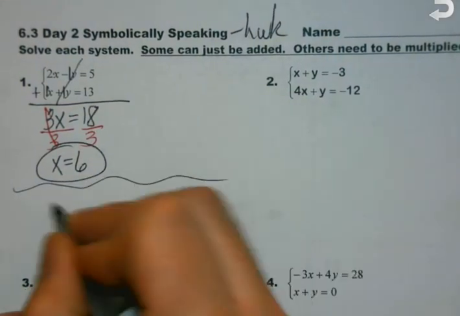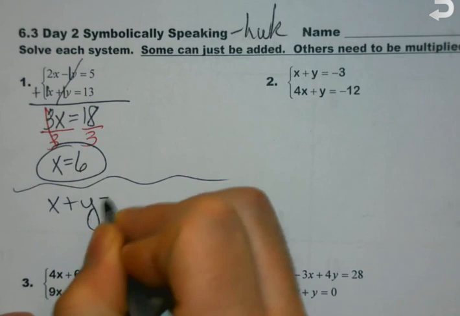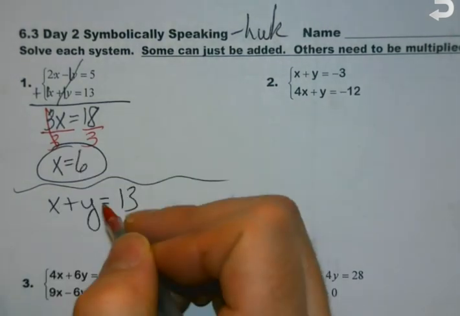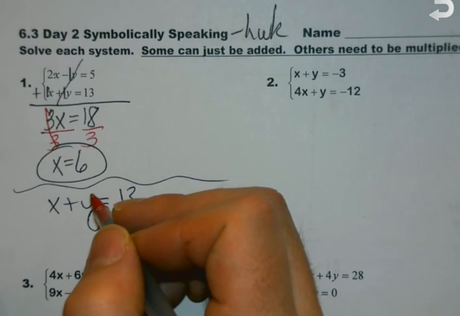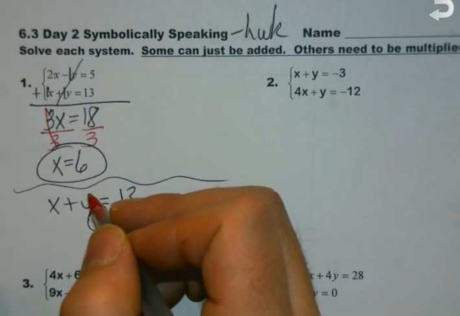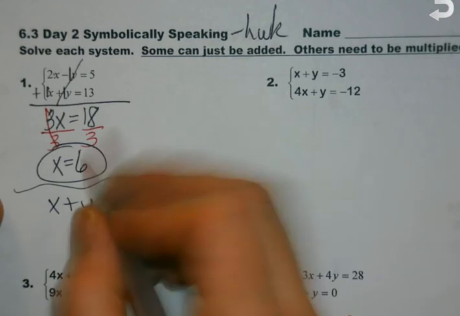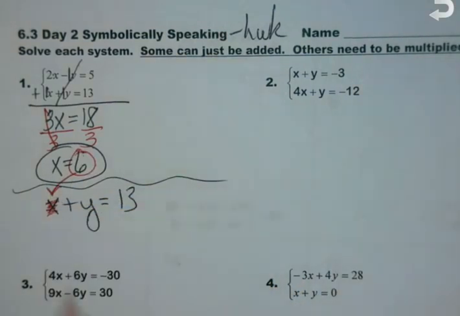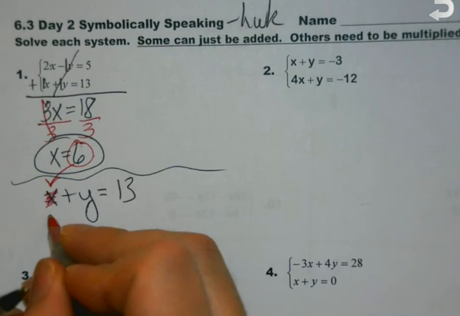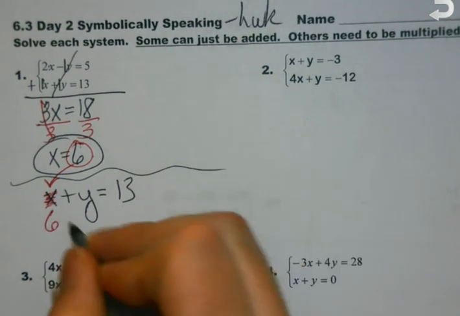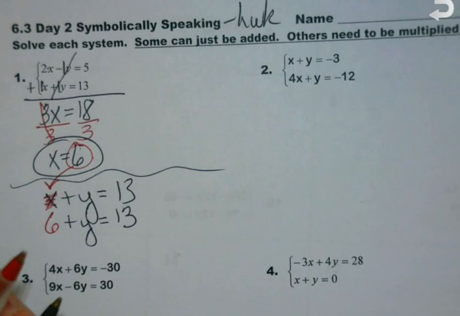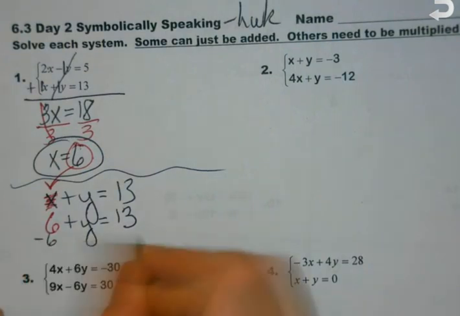Let's use the bottom one. X plus y is 13. Yeah, you can use either. If one looks like it's going to be simpler, this one I just don't have to multiply by anything, so I'm like, well, try it. Let's be different. But yeah, either one would get you the same answer. 6 plus y is 13. And just minus my 6.